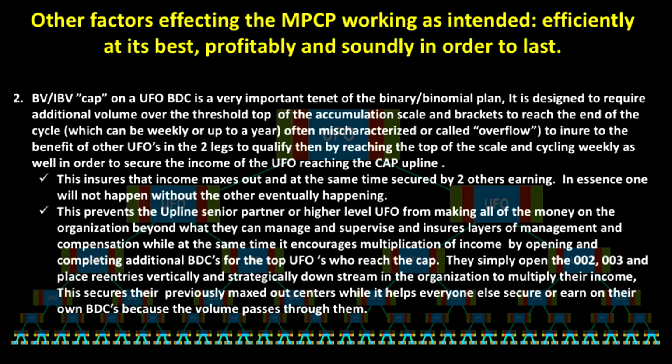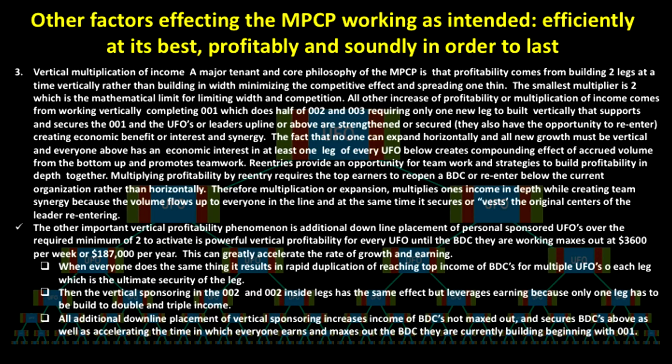So you could go through these points, but it's a dynamic in the plan that really is almost kind of magical. You cannot earn without other people earning. And when somebody reaches the top, they can multiply their income vertically. They're not limited, but it's automatically creating stability and security by other people earning. So vertical multiplication of income is a major tenet and philosophy of the plan. We don't want to do anything to violate that.